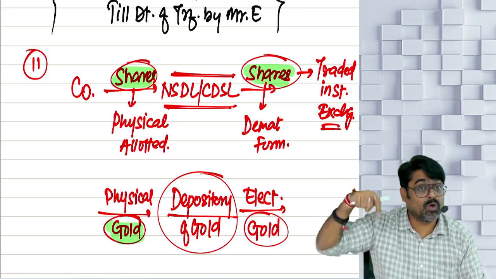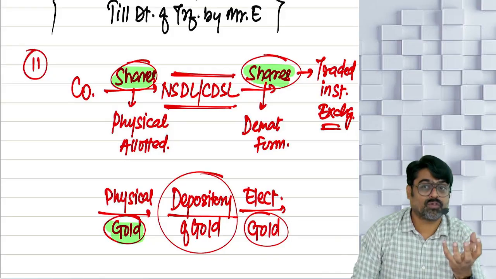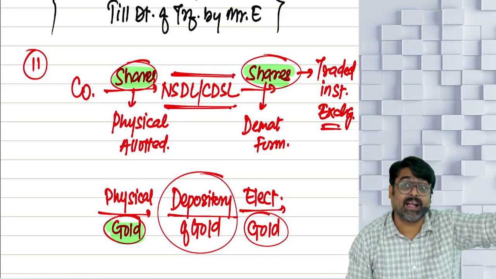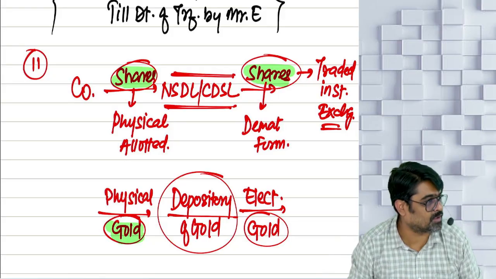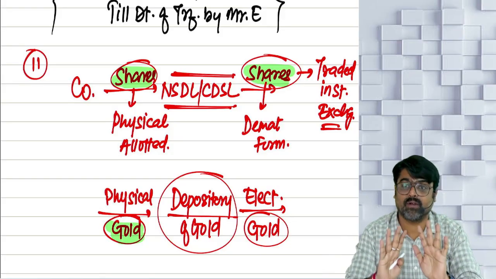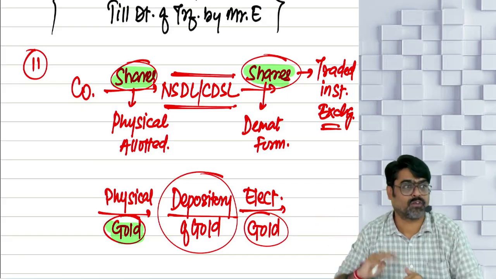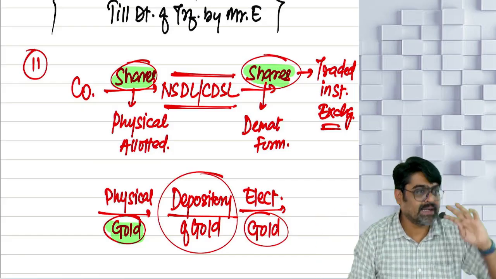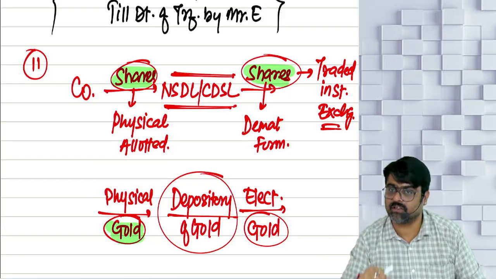That way, the gold prices, whose complete control is there in the hands of the bullion association, that will go out. And the gold prices will be effectively determined by market forces of demand and supply. And that is the reason why this depository system has come.